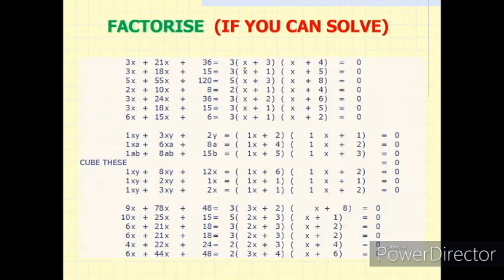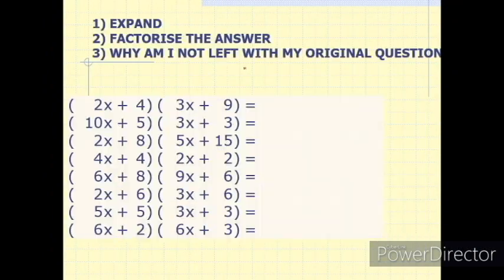Okay, pause the video. Here are your answers in this relatively confusing way. I've just factorised them. I can see them, you can solve. Right, the last one I want you to think about is these questions. I want you to expand them, and I want you to factorise your answer. Now, because expanding and factorising are opposite functions, I want you to ask yourself, why are you not left with your original question? Because you should be left with your original question.